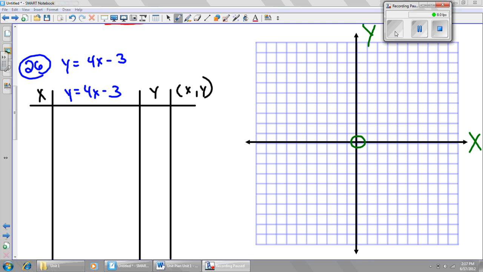Okay, here come my solutions. I've got to pick three values for x, and I think I'm going to pick negative 2, 0, and say 3. Gotta leave myself a little more room there.